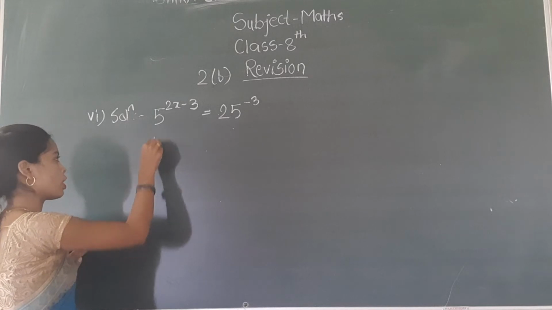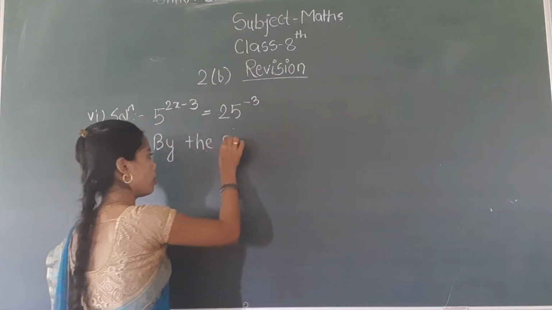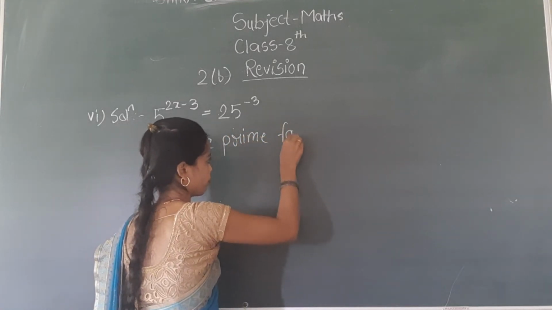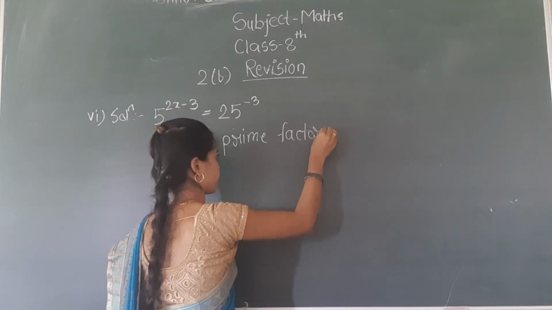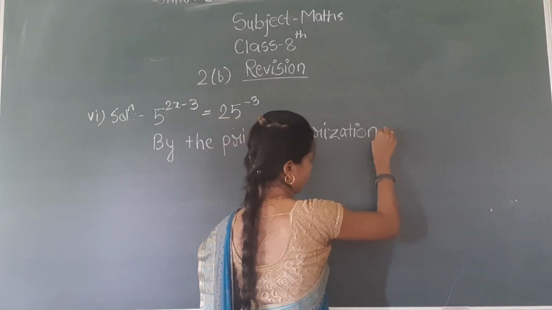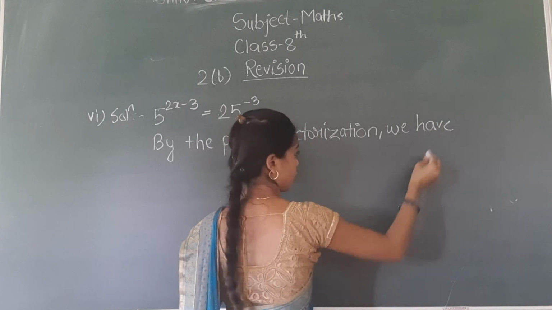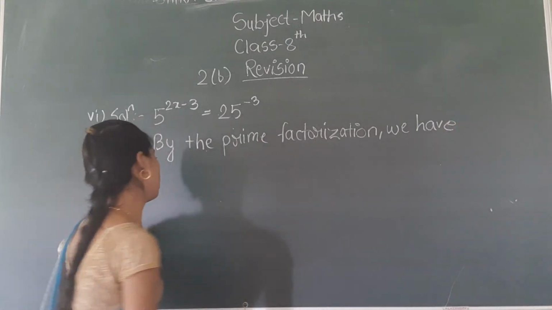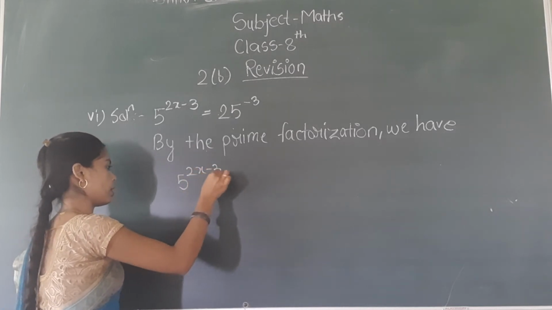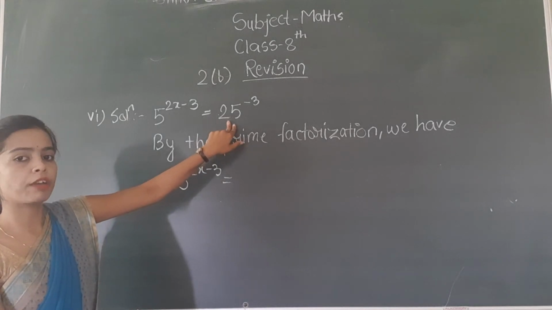Now you have to write the solution by the prime factorization. Now by the prime factorization we have left side as it is, but in the right side you can write this 25 as 5 square.